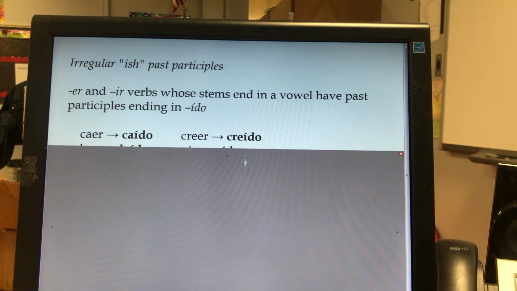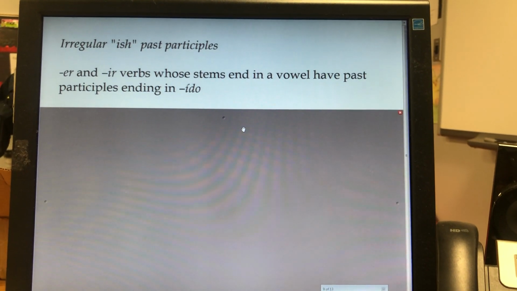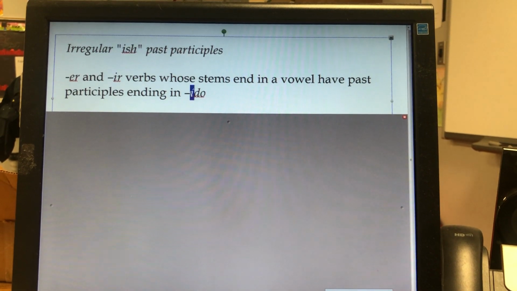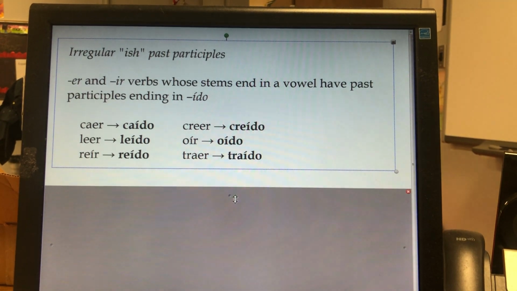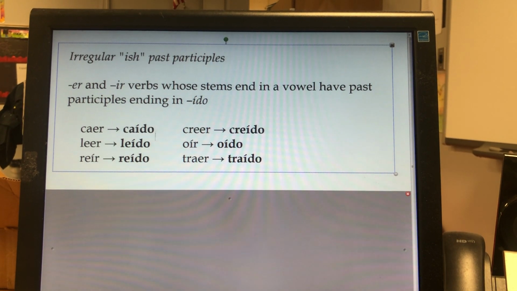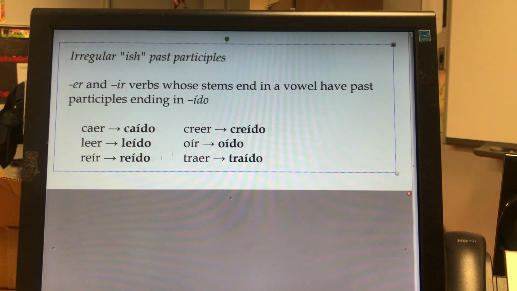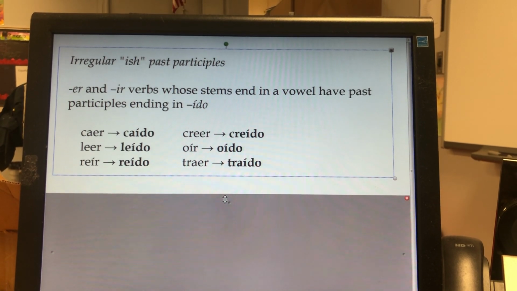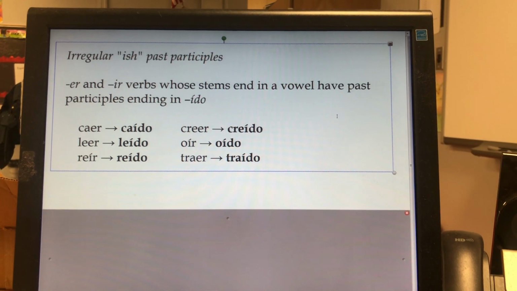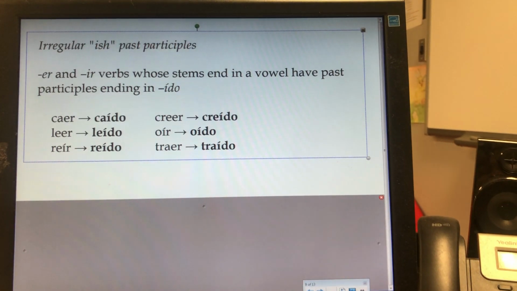Here's some irregular ones. These are semi-irregular because the only problem is that the ido has an accent over the i, which is mostly irregular. So, caer is caído, accent on the i. Leer, leído, accent on the i. Reír, reído. Creer, creído. Oír, oído. Traer, traído. Remember, all these are on a Quizlet that I have posted already.